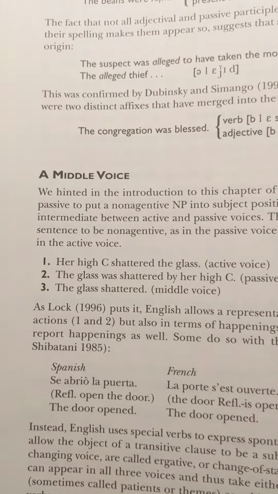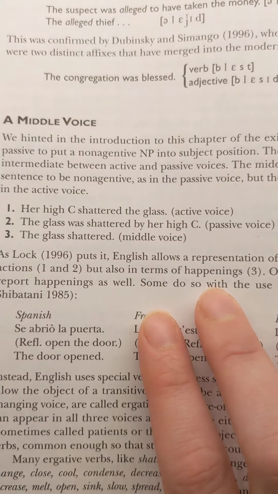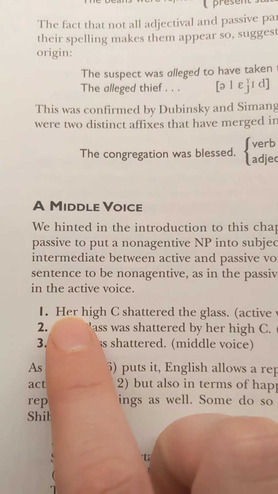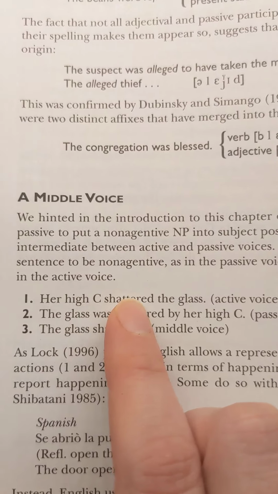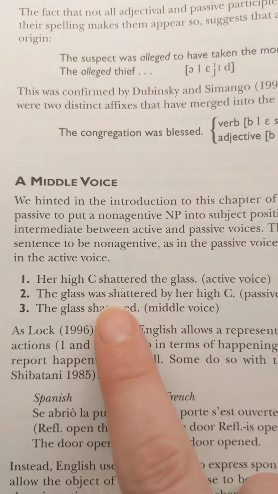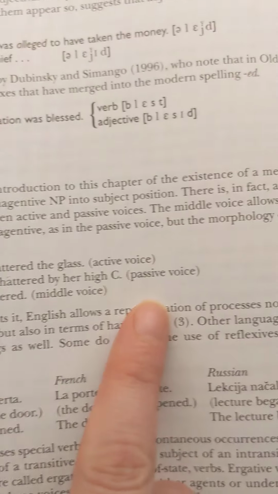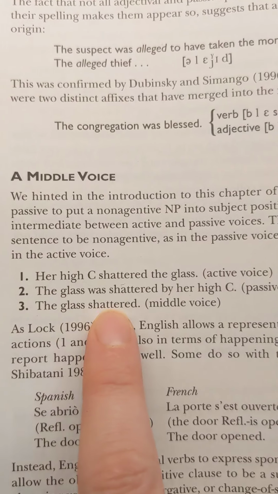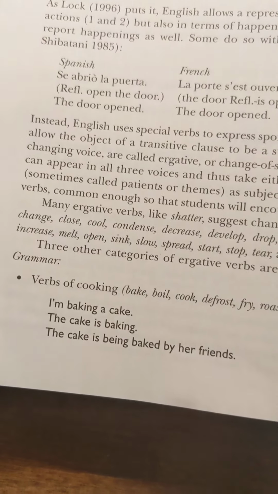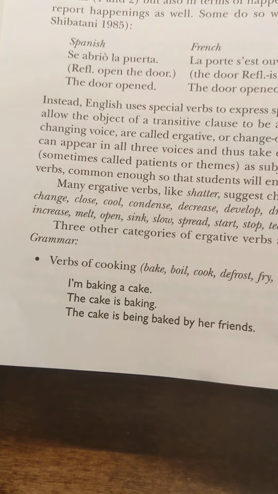This is interesting too. There is a middle voice. So you have active, passive, and middle voice. Active, you have the agent as the subject. Her high C shattered it. What shattered it? The high C, right? The glass was shattered by her high C. What shattered it wasn't the glass, it was the high C. That's passive. But if we just say the glass shattered, that's middle voice.